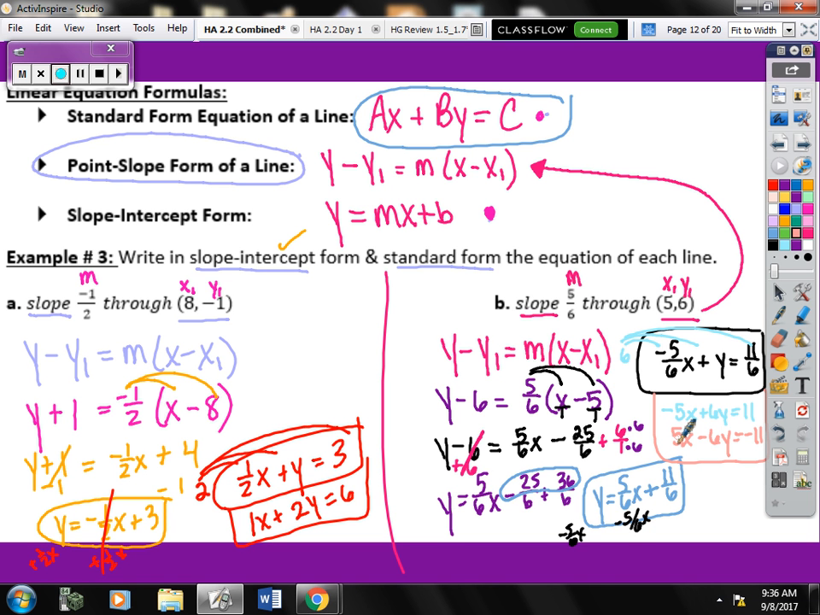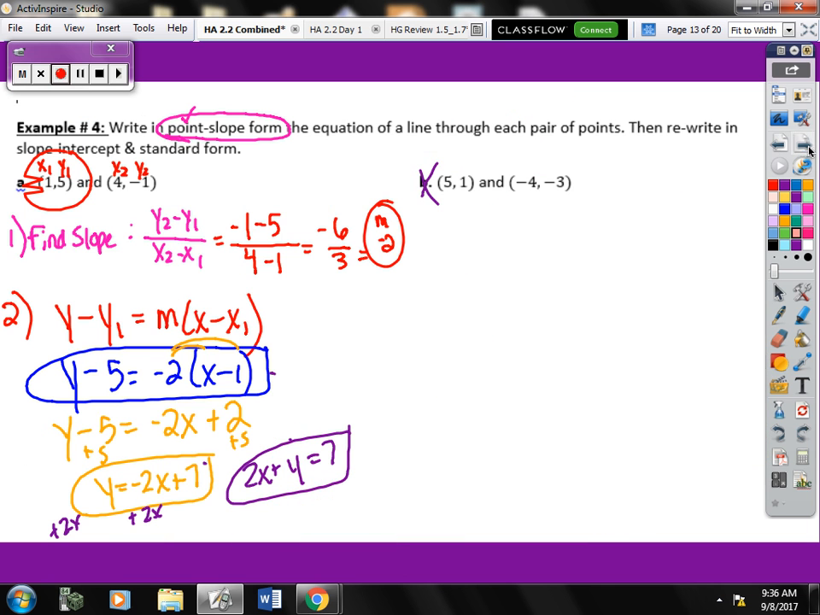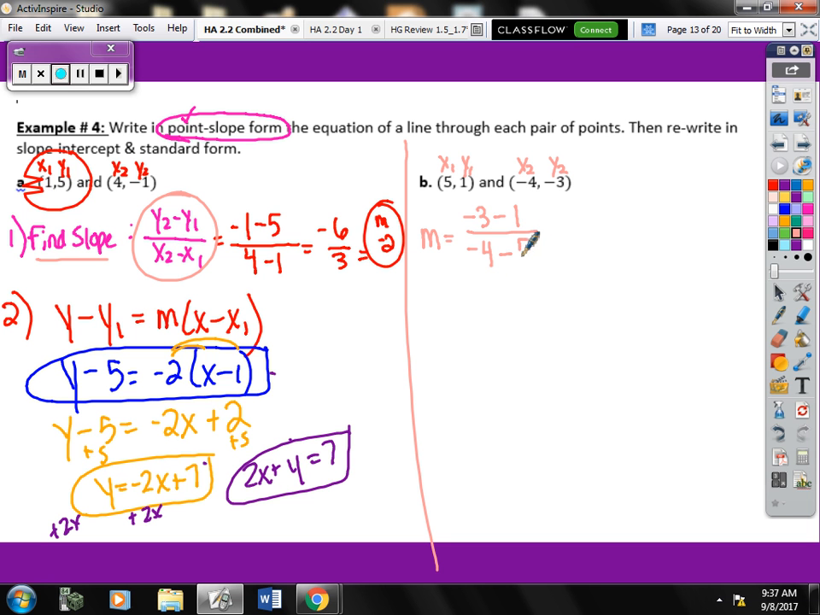Okay, a couple other ones we didn't get to in class was example 4b with our given slope. So for this one, we are given 2 points. We are not given the slope, so that's always going to be the first step that we're going to perform. So we'll label this x1, y1, x2, y2, and then we're going to substitute into the formula, y2 minus y1 over x2 minus x1. So for my slope, I'm going to have y2, negative 3, minus y1, which is 1, all over x2, negative 4, minus x1, which is 5.